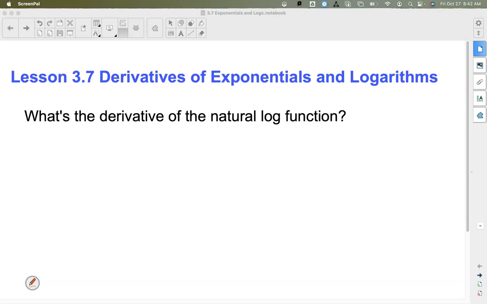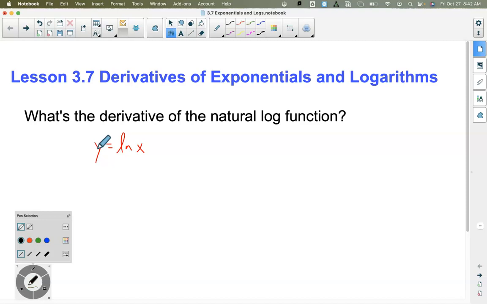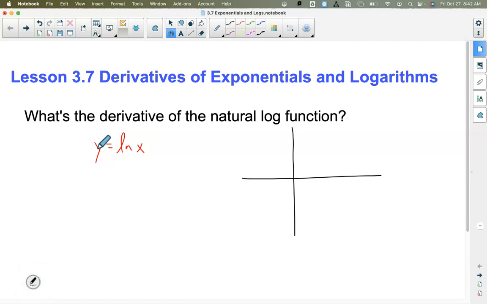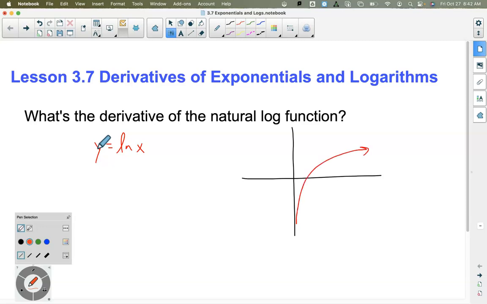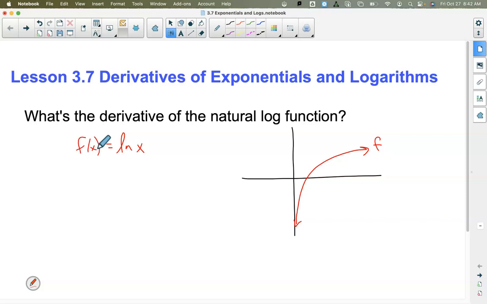So what is the derivative of our natural log function? Let's say we have just y equals the natural log of x. What is its derivative? Well, let me first think about what I expect it to look like. What's the graph of the natural log of x look like? Okay, we have that vertical asymptote, and it comes up like this and grows that way, right? That's the natural log of x. Okay, so let's call that f. Maybe they'll call this f of x over here. All right, so there's f. What would its derivative look like?